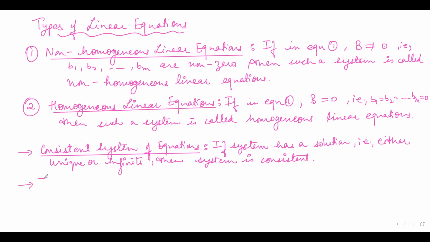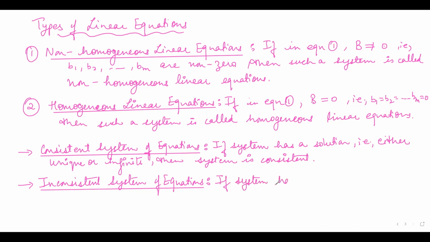Whereas when we talk about an inconsistent system of equations, inconsistent would be just the opposite of this. That means the system has no solution. So if the system has no solution, then the system is inconsistent.